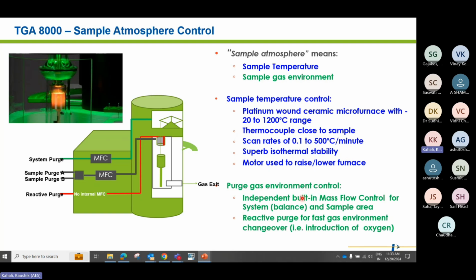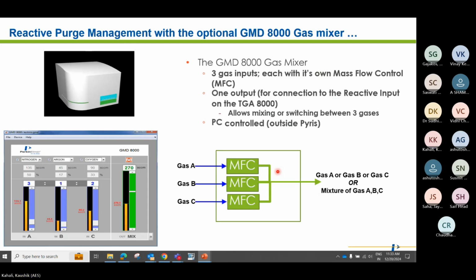And purge gas environment, as I already told, has an independent built-in mass flow controller and a reactive purge for fast gas environment changeover. That is the introduction of oxygen. Suddenly, if you want to give any oxidation measurement of the sample, that is also possible.